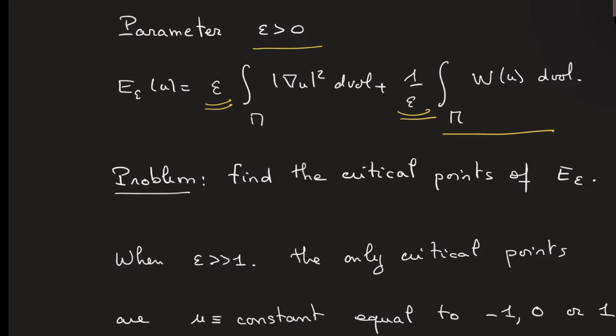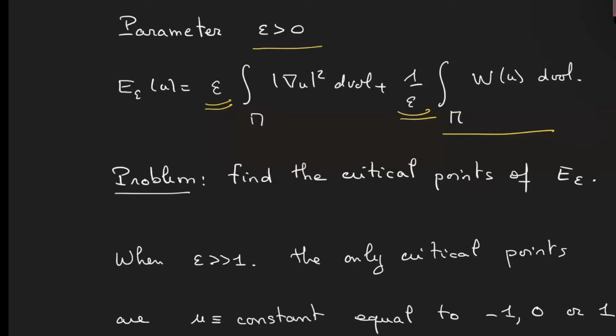Okay, so what should I say also? When the parameter epsilon is very large, you can check that these constant solutions are the only critical points. But when the parameter epsilon tends to 0, then you find more and more critical points. And so the idea is to try to understand these critical points.